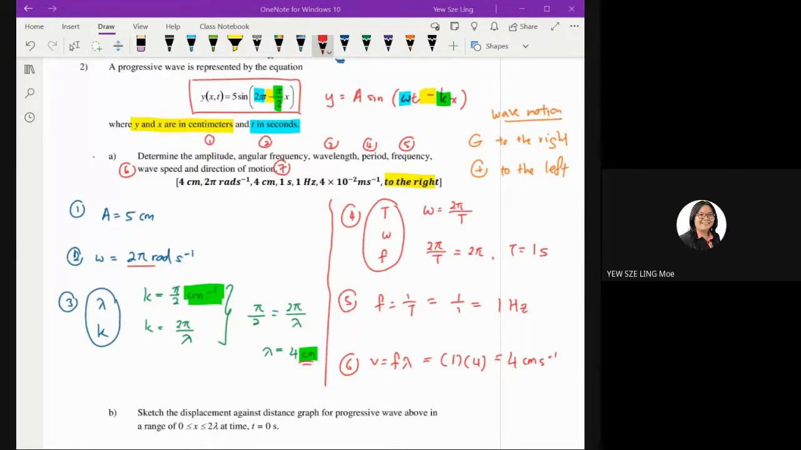Madam, kiranya yang X dengan T tu bukan exist lah. Dia adalah exist kita, cuma kita kena pilih. Tengok soalan minta kita sketch Y against T graph ke atau Y against X graph. Okay.